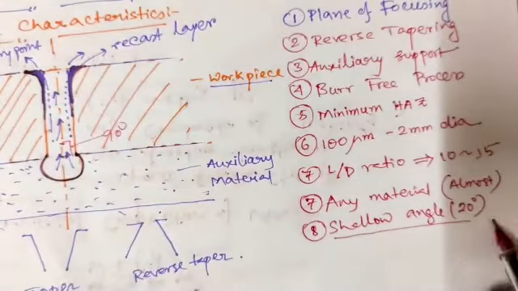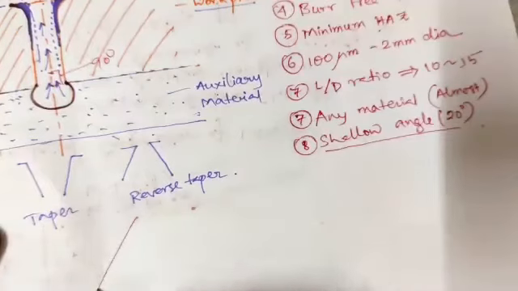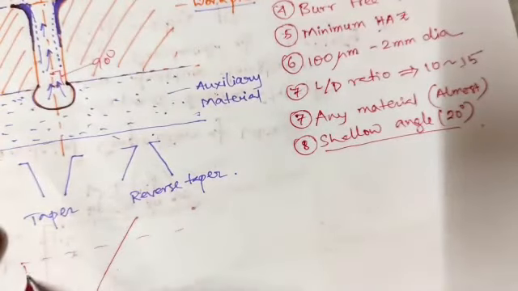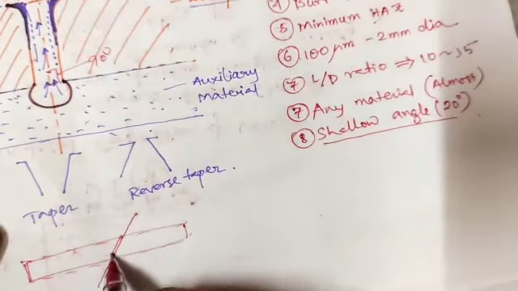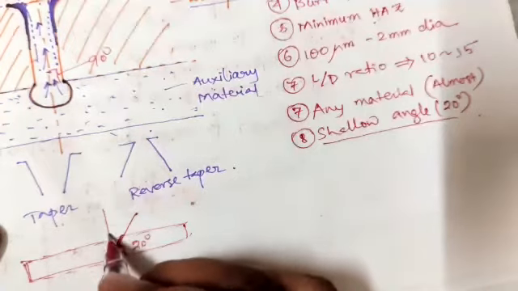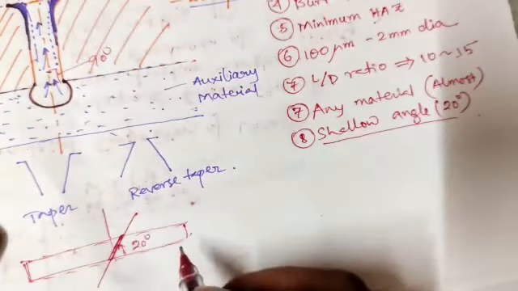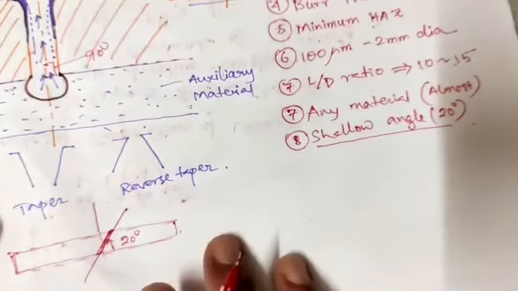But sometimes our intention is to drill in this direction. Say, for example, this is the workpiece, and you want to generate this kind of hole in this direction. So this angle must be a maximum of 20 degrees. Got the point? Okay. So this is called shallow angle, right?